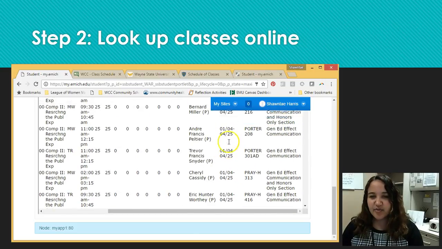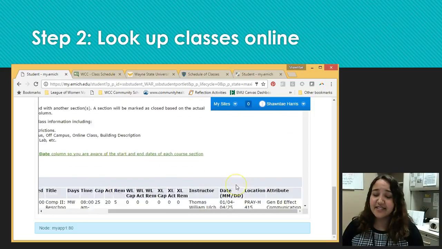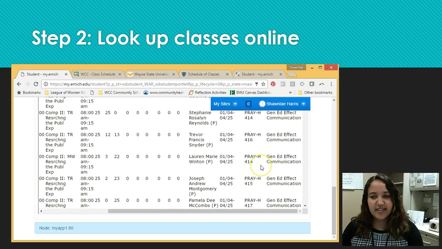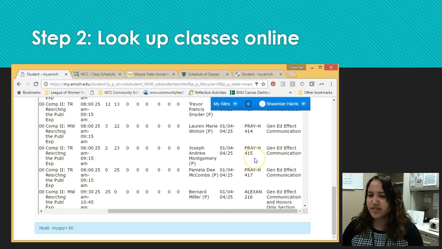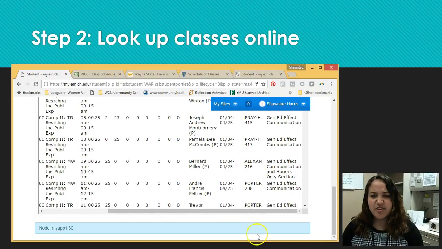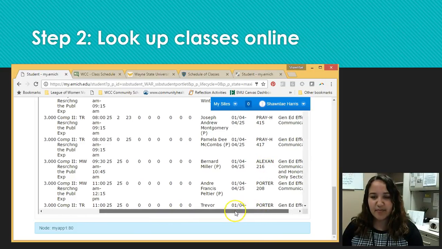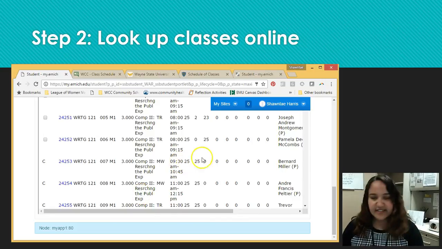Most of the time classes run for a whole semester. Not every class does. I know at WCC we have a lot of 7-week courses. EMU has some as well. So just make sure you're paying attention to everything that's written here all the way across. You can see the location, the building number, and room number, all of that good stuff.